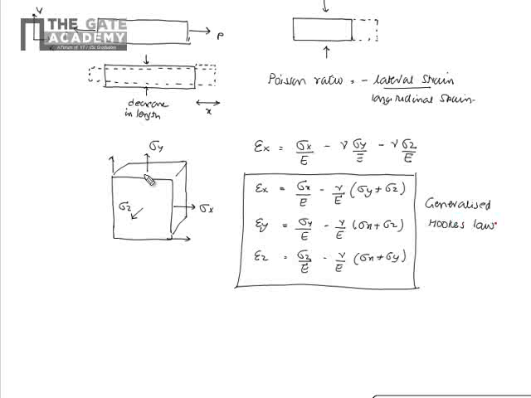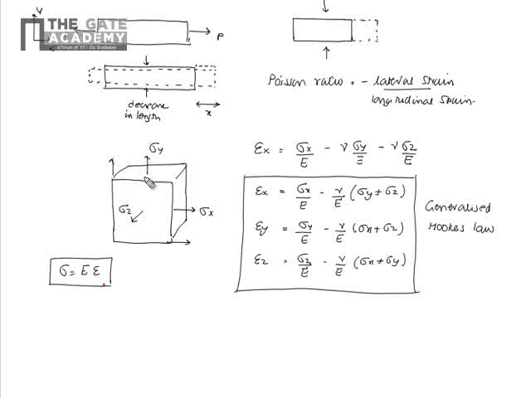Earlier we have seen that sigma is equal to E into epsilon, which is just a one-dimensional case where you have stress and strain only in one direction, but in the actual case you have stress and strain in all the directions. Even a stress in the x direction can cause a strain in the y direction, as we have seen here. So in a generalized condition you have the generalized Hooke's law as this.